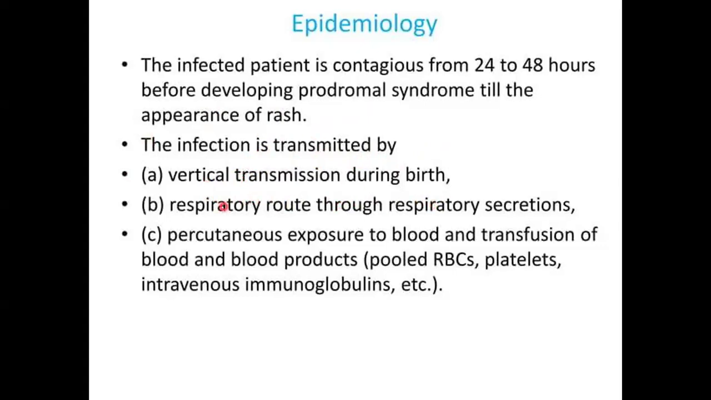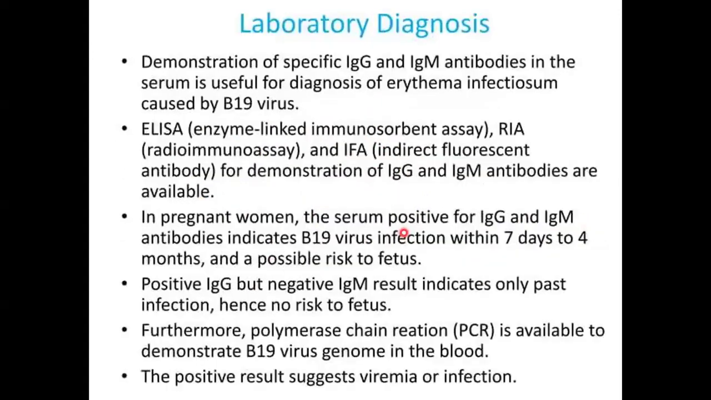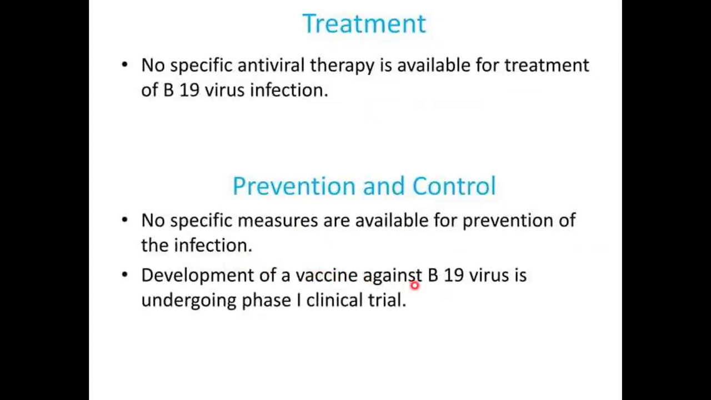So social distancing, wearing of masks, things like that. Then for blood transfusion, so screening of blood and their blood products. Development of a vaccine against B19 is undergoing phase 1 clinical trial. Okay. So do you have any questions on parvovirus B19?